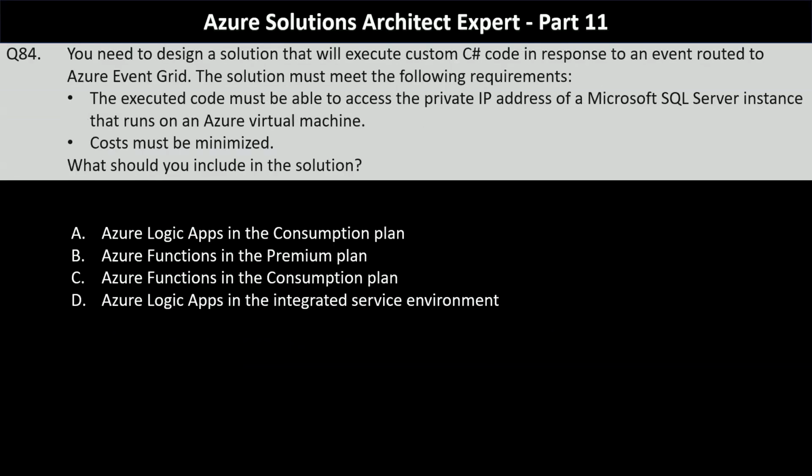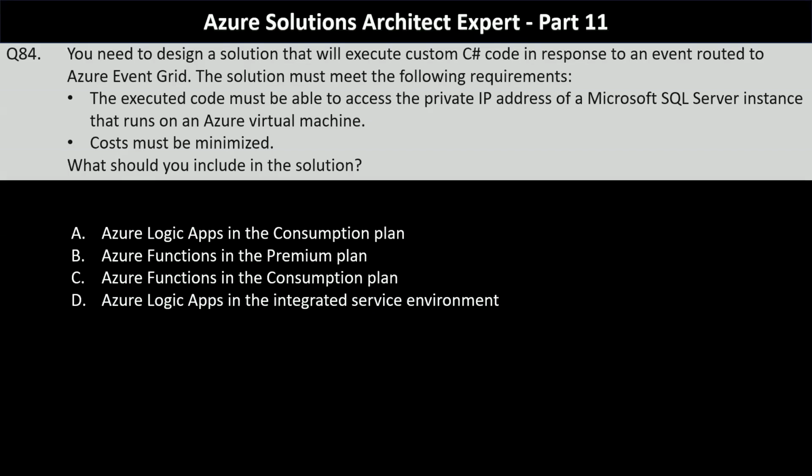Question number 84. You need to design a solution that will execute custom C# code in response to an event routed to Azure Event Grid. The solution must meet the following requirements. The executed code must be able to access the private IP address of a Microsoft SQL Server instance that runs on an Azure virtual machine. Costs must be minimized. What should you include in the solution?